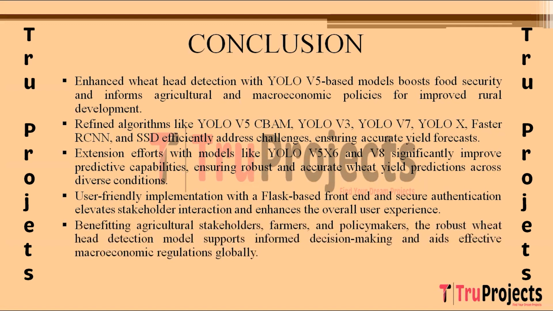So, the primary beneficiaries include agricultural stakeholders, farmers, and policymakers. The robust wheat head detection model empowers farmers with informed decision making in the field, while policymakers gain insights for effective macroeconomic regulations, contributing to the advancement of precision agriculture globally.